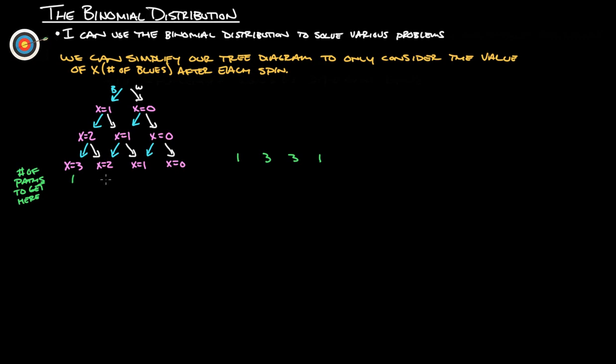This here, there's actually 3 different paths we could take. We could go blue, blue, white. We could do blue, white, blue, or we could do white, blue, blue. So there's 3 ways to get there. This one here also has 3 paths. We could go white, white, blue, white, blue, white, or blue, white, white. There's 3 ways to get that. And to get all whites, there's only one path. That's what this 1331 here is standing for.